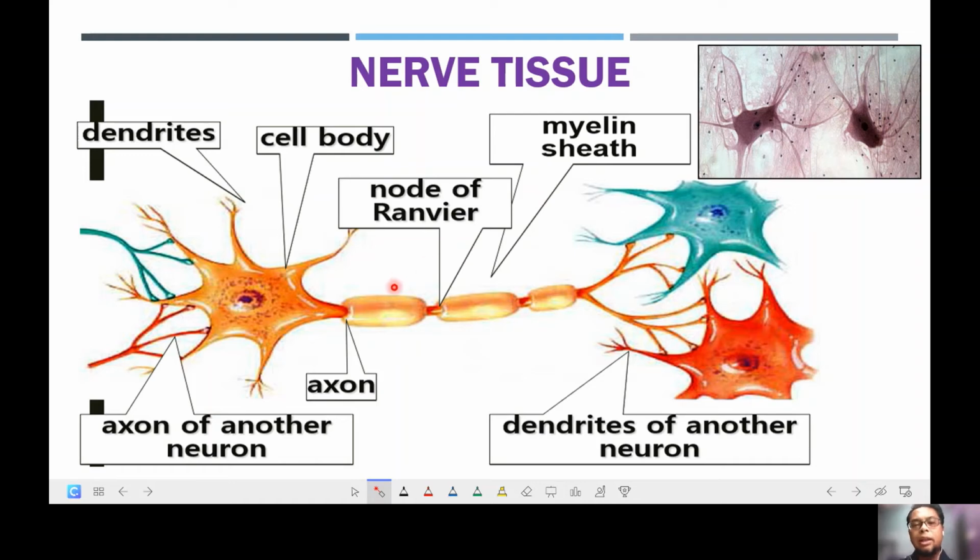When there is myelin sheath covering parts of the axon, the impulse will be transmitted even faster along the axon. Why? Because the impulse will jump from one node of Ranvier to another node of Ranvier. Nodes of Ranvier will be the parts of the axon that are not covered by this myelin sheath.